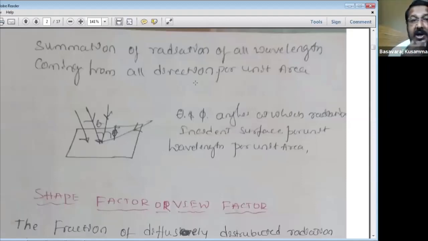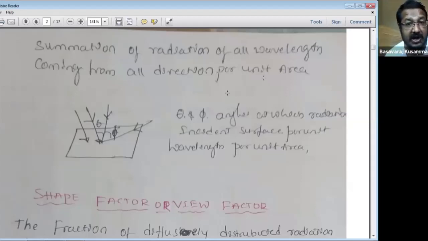Understand? Per unit area, that is called irradiation. It is the radiation which falls on a surface from some other surfaces, per unit area, in all directions. Understand? In all directions. So that is called irradiation.